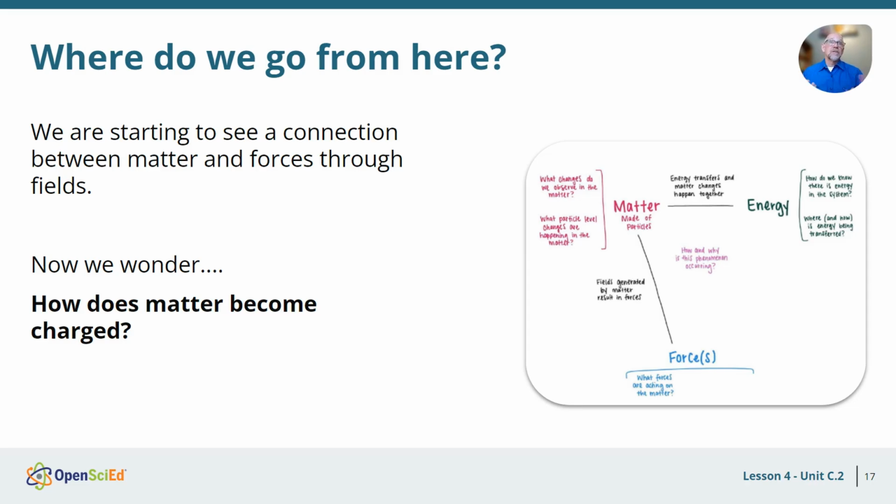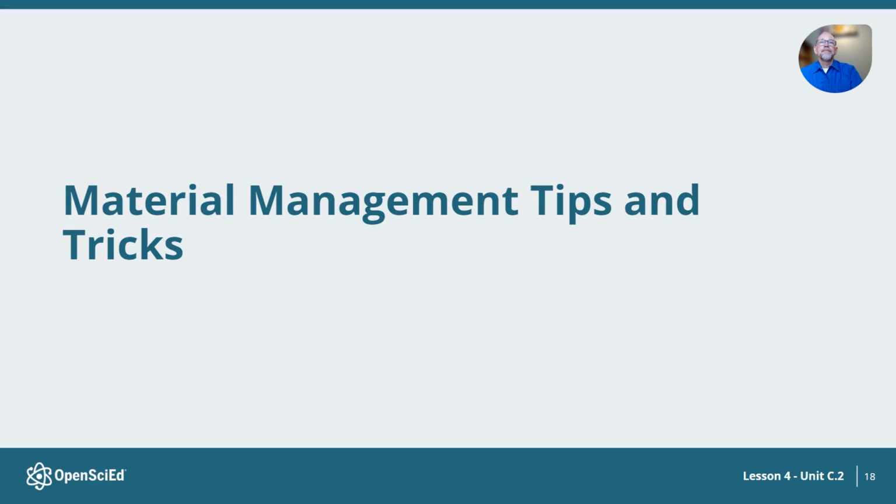Where do we go from here? Well, we wrap up by updating our personal glossaries with our new vocabulary: empirical evidence, charge, electrostatic force, and electric field, and navigating out. We are starting to see a connection between matter and forces through this new concept of fields. We recognize that in order to experience an electrostatic force between matter, we need friction forces that lead to something we call charge. So now we are wondering, how does matter become charged?